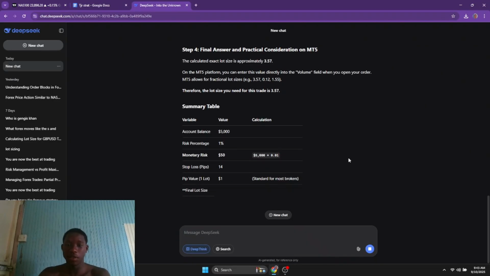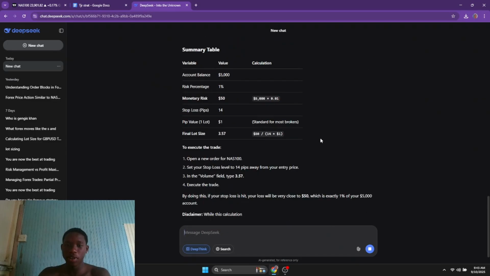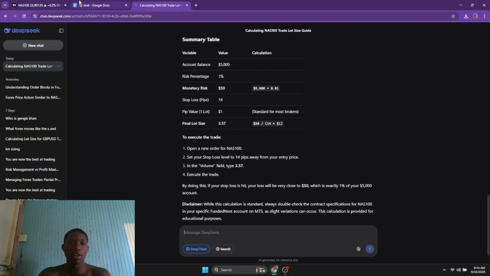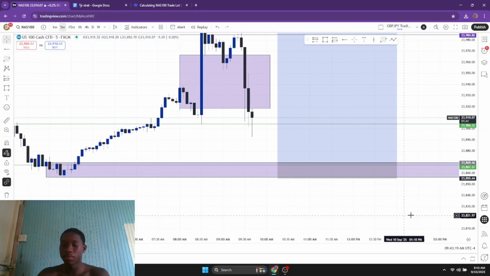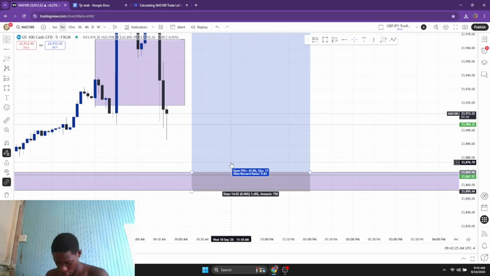Let me see if DeepSeek is correct with this calculation, because the other time the calculated lot size is approximately 3.57. While this calculation is standard, always double check the contract size for NAS100. Let's check it. 3.57 lot size, NAS100. 3.57. Alright.